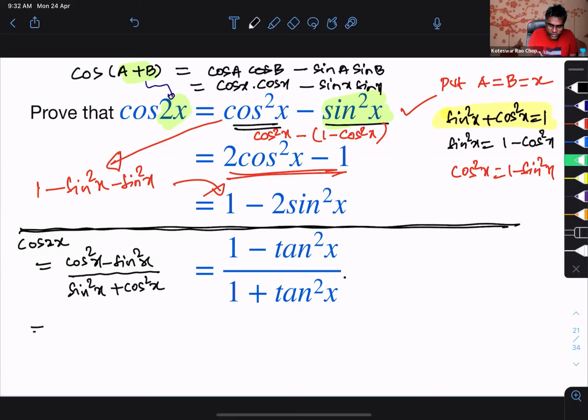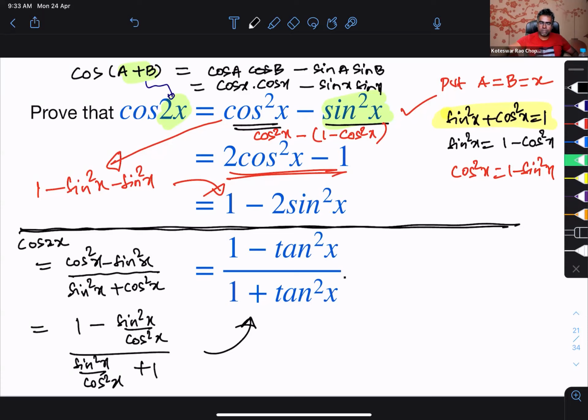Now you divide both numerator and denominator by cos square x. So in the numerator, the first term will be cos square x by cos square x, which is 1, minus sine square x by cos square x. Then you do the same thing for the denominator: sine square x by cos square x plus cos square x by cos square x, which is 1. Are we okay here? So that will become 1 minus tan square x by 1 plus tan square x. This is also useful later on.